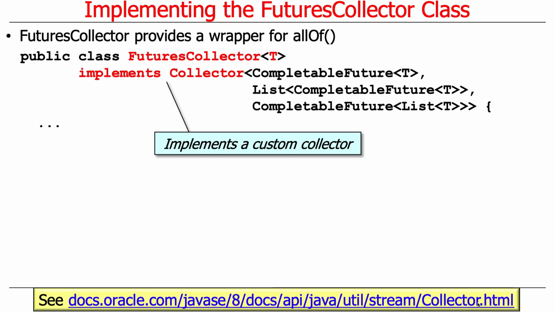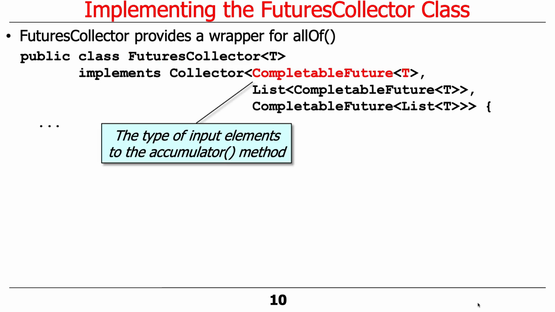So FuturesCollector implements Collector. That's not too complicated. And you can see FuturesCollector is parameterized by type T. There are three parameters that are passed to Collector. The first one is the type of input element in the stream we're going to accumulate. So we're going to accumulate a stream of completable futures to type T.